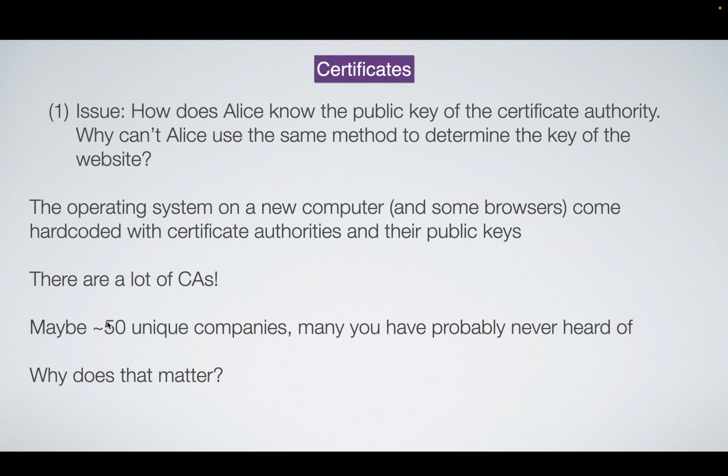Okay, so there's maybe about 50 unique companies. Some companies own other companies and things like that. Most of them you probably have never heard of, and there seems to be way more than we should have. Okay, now why does this matter? If there's 50 instead of 3, who cares? Is there any reason that we should care that there's 50 instead of 3?